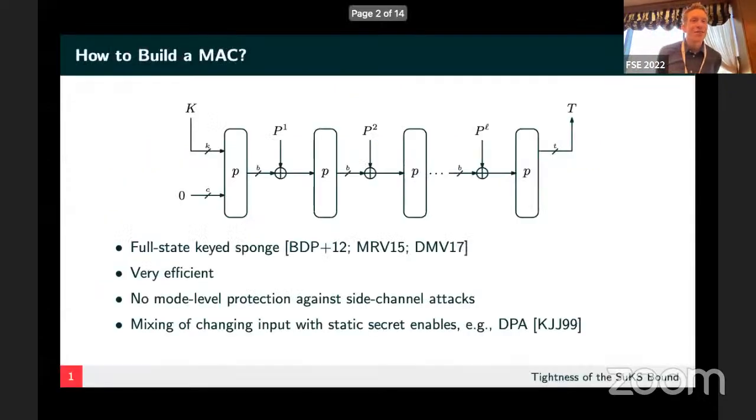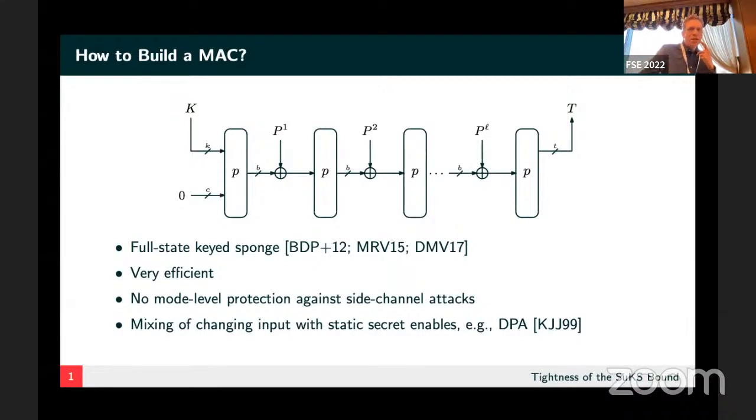So, tightness of the suffix keyed sponge bound. One of the most efficient ways, I think, to build a MAC function or a PRF is the full-state keyed sponge. The idea is that you take a b-bit permutation P, and you initialize the state with the key and possibly also an IV or a nonce. Then you permute, you get a secret state, and then you absorb b bits at a time. It's very efficient because you compress with the state of the primitive.